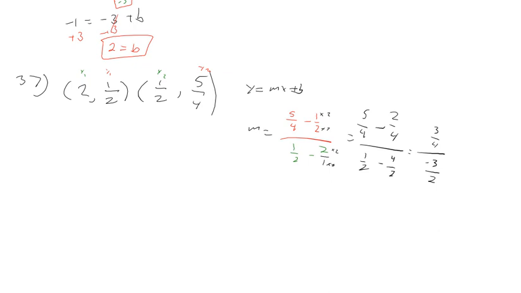3 over 4 over negative 3 over 2. And now I've got fractions on fractions. Nobody likes fractions on fractions. I want to make this not a fraction. We have to deal with it. What can we do to this situation?